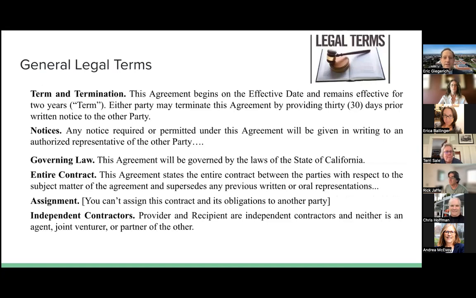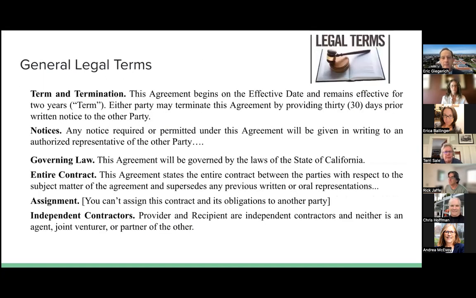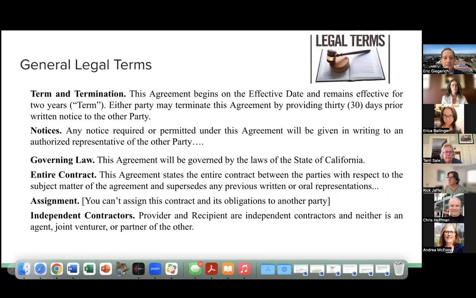So then there's a section for general legal terms. Many contracts have these, not just data use agreements. The term: how long is this agreement? I said already, it's based on the effective date in the preamble. Term can be 2 years, however many. And then there's usually a termination clause, and we like to have an easy out for either party for any reason.